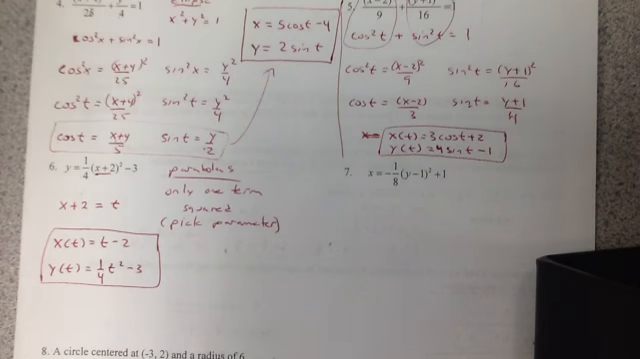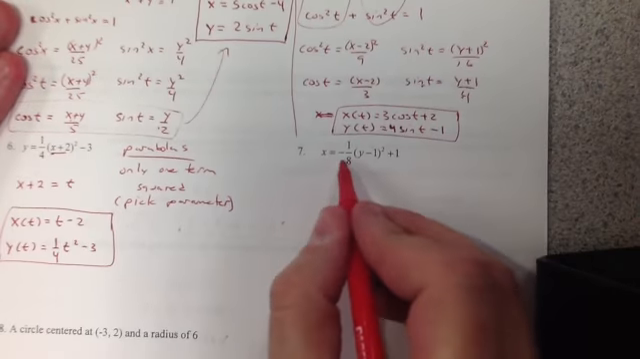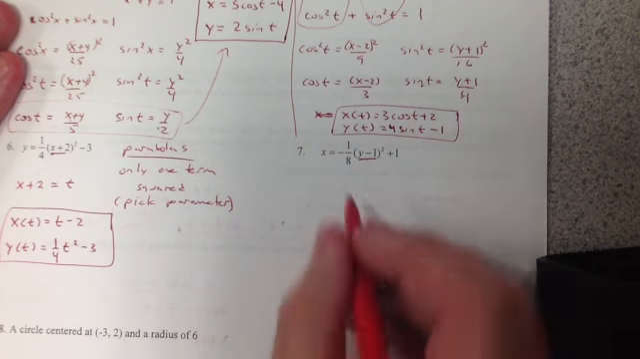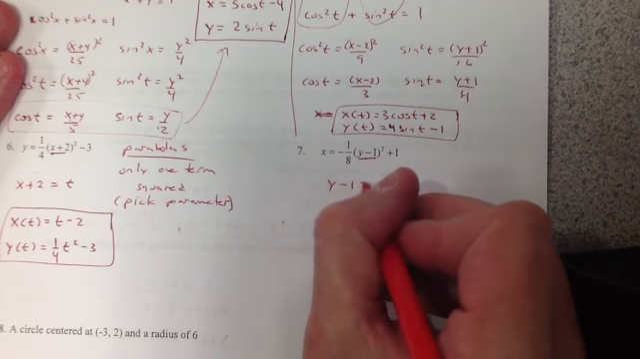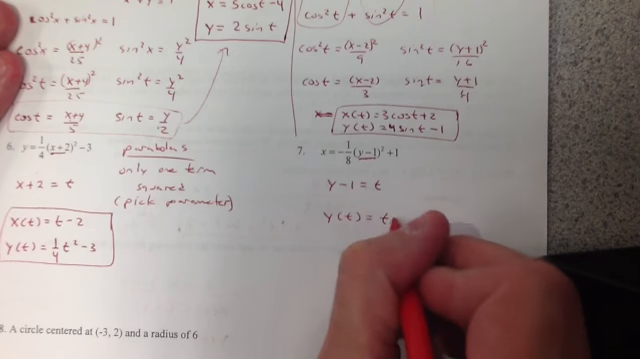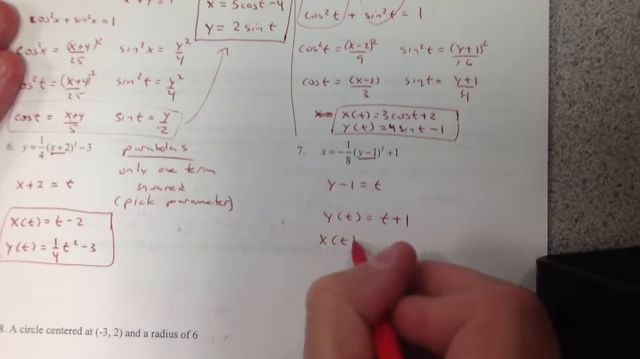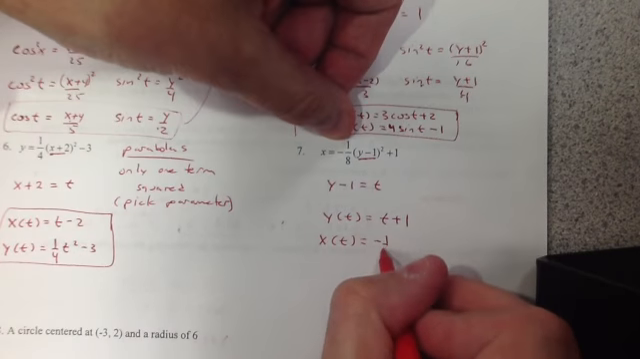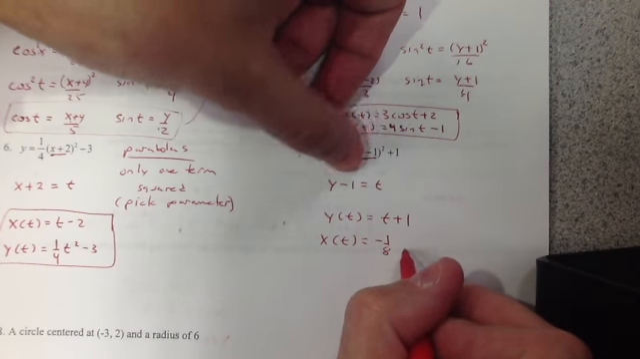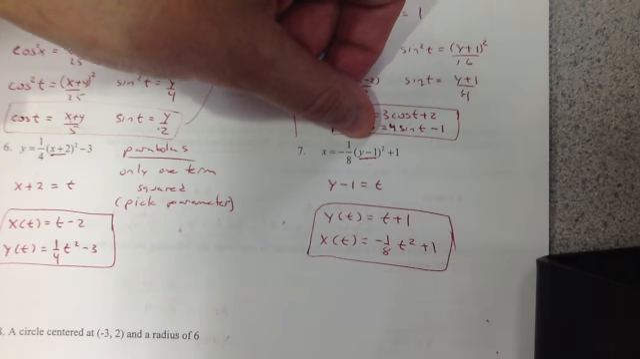Very easy to do. Let's try this one. This one's a little bit different. It's a sideways parabola. There's my y minus 1, so I'm going to let y minus 1 equal t. So therefore, what's y of t going to equal? T plus 1. What's x of t going to equal then? Well, negative 1/8. Y minus 1 is our t squared plus 1. And there's our parametric equation.